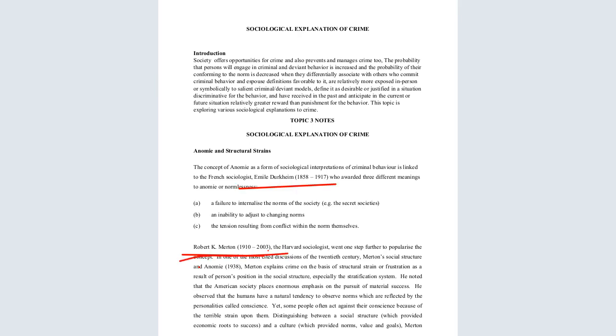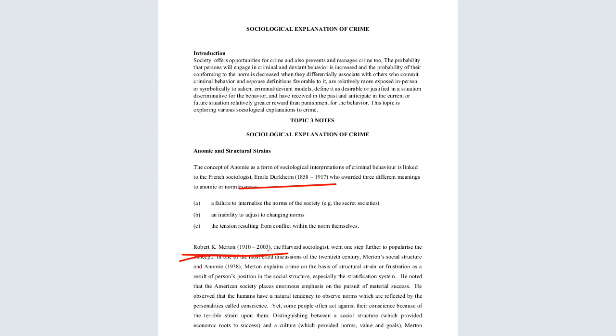But as we say, Emile Durkheim, who is a functional sociologist, has also played a very important role in coming up with the strain or anomie theory, or maybe structural strain theory. In this theory, Emile Durkheim takes a different direction and argues that crime is a result of failure of individuals to internalize the norms of the society. Once an individual is unable to understand the norms of the society, then they are likely to commit crimes. He also argues that it is as a result of inability to adjust to the changing norms.